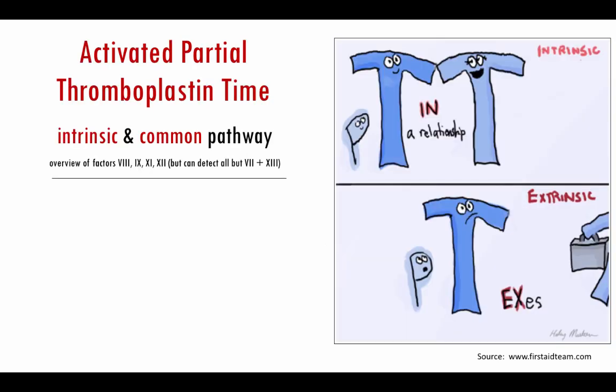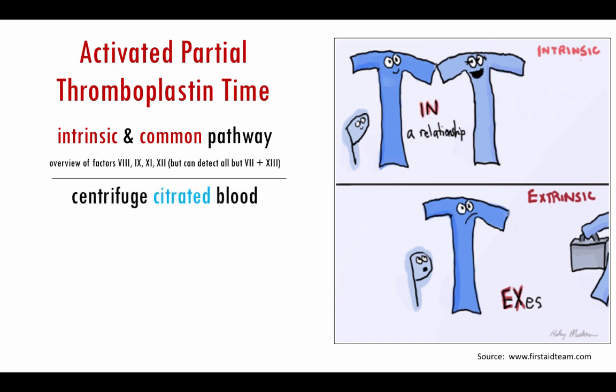PT times, we're measuring the extrinsic and common pathways. So we have to have a way to measure the intrinsic pathway because you might have an issue with one and not the other, and if you only do one test, you'll never find that. So we have what's called the activated partial thromboplastin time, so APTT, which measures the intrinsic and common pathways, and you can see a handful of different factors because these are the ones that are also in the intrinsic and common pathways. So the really key difference here is that you add different reagents in.